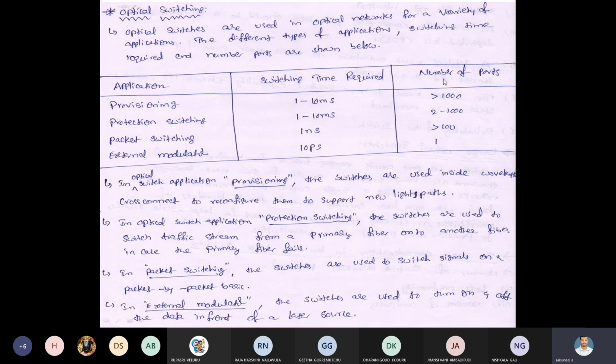Next, go for number of ports, nothing but one port connected to one customer. For provisioning, the number of ports is greater than 1000. For protection switching, 2 to 100 ports. For packet switching, greater than 100 ports. For external modulator, only 1 port. This is about optical switching, where exactly it is used in the application part.